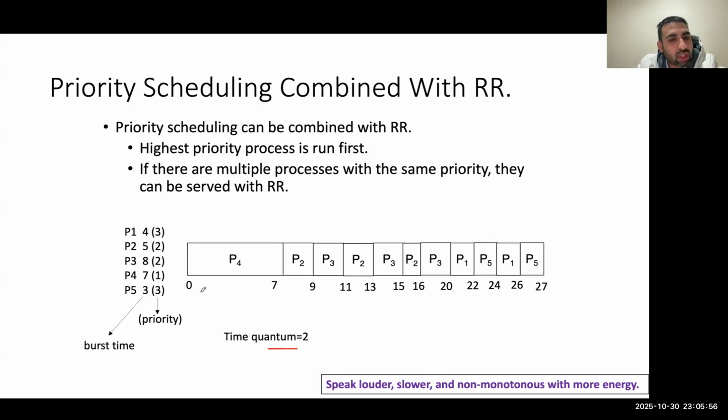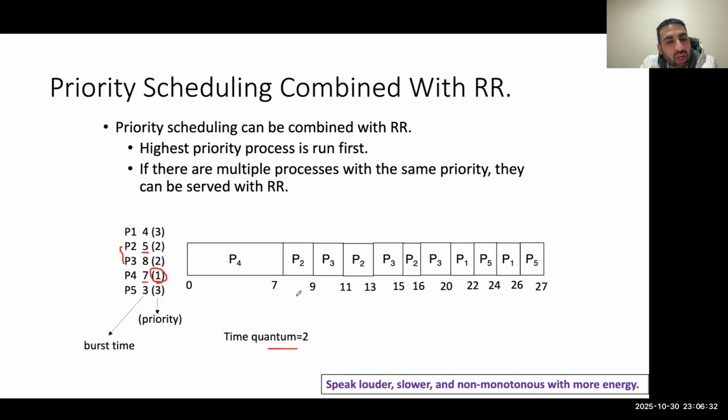So at time 0, you first schedule P4. Sorry, we are assuming that lower the number, higher the priority. So P4 has the highest priority, so it runs for 7 time units, right? After that, we select the one which has the highest priority. So P2 and P3 have the same level of priority, 2, 2, right? So we select P2 first. It has a total burst time of 5, right? But we allow it to run, and now we are going to use round robin between P2 and P3.